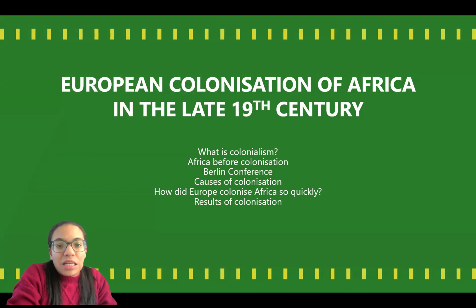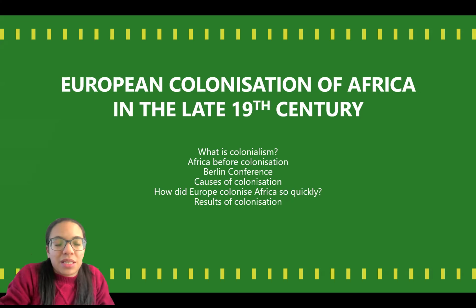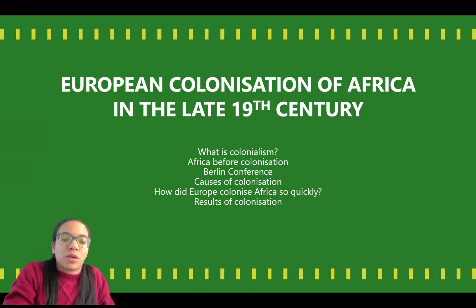So the first topic we need to speak about is European colonization of Africa in the late 19th century. That's basically what the Scramble for Africa is all about. The things that we're going to be discussing here are: what is colonialism, what was Africa before colonization, the Berlin Conference, causes of colonization, how did Europe colonize Africa so quickly, and results of colonization. So I'll break this up into about 2 or 3 videos rather than trying to do them all at once.